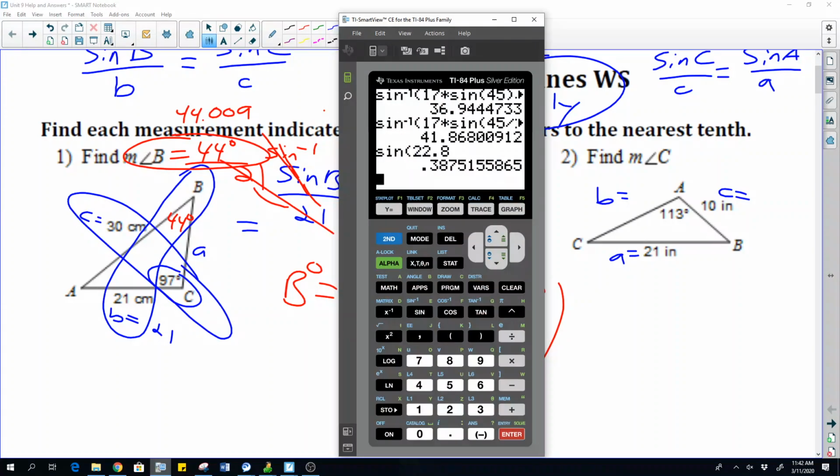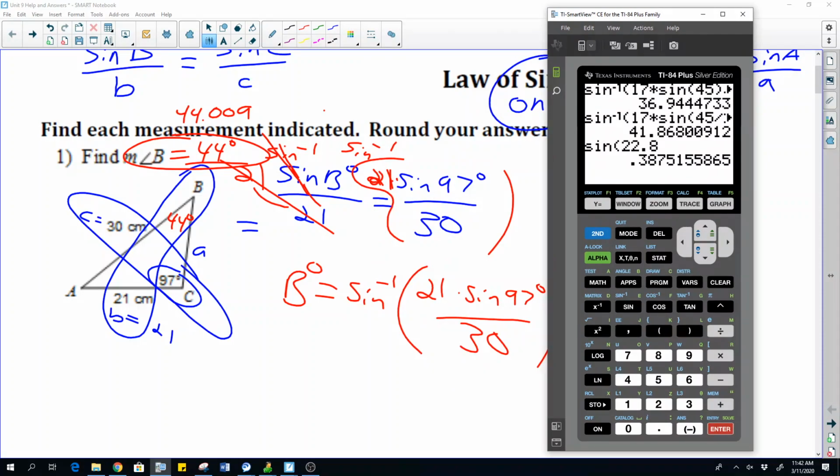Let's double check it here, just to show it to you. For number 1, we'd go inverse sine of 21 times sine. Now here's the common mistake people make. They do 97. Yeah, Parker's here, immortalized. So we do sine 97, and then some people divide by 30 too soon and get an error. What you need to do is close the parenthesis, then divide by 30, and then close the parenthesis. And there's our 44 degrees.